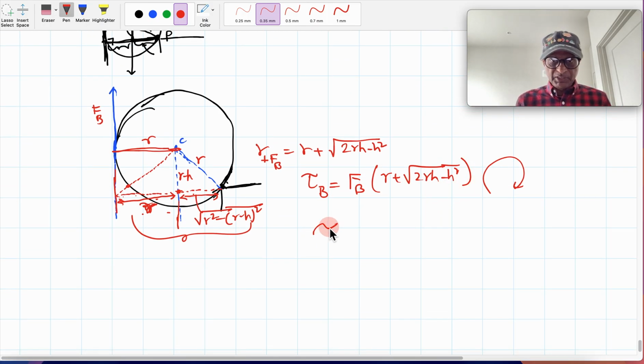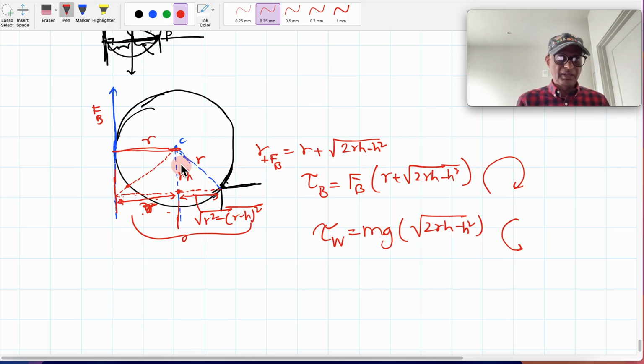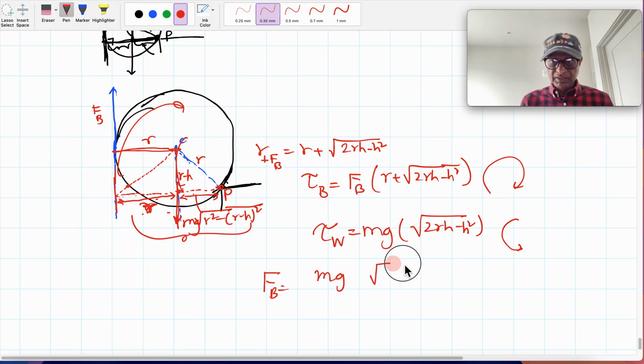So this must balance mg times the square root of 2RH minus H squared, and this guy is trying to do that. Mg is acting that way. So this one is trying to do that about point P, and this guy is trying to do that about point P, and they're balancing. So FB is going to be just mg times the square root of 2RH minus H squared, over R plus the square root of 2RH minus H squared.